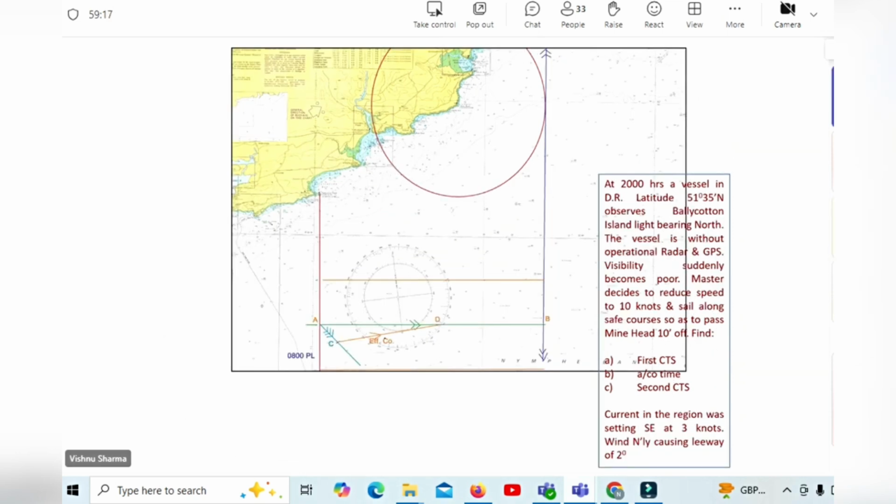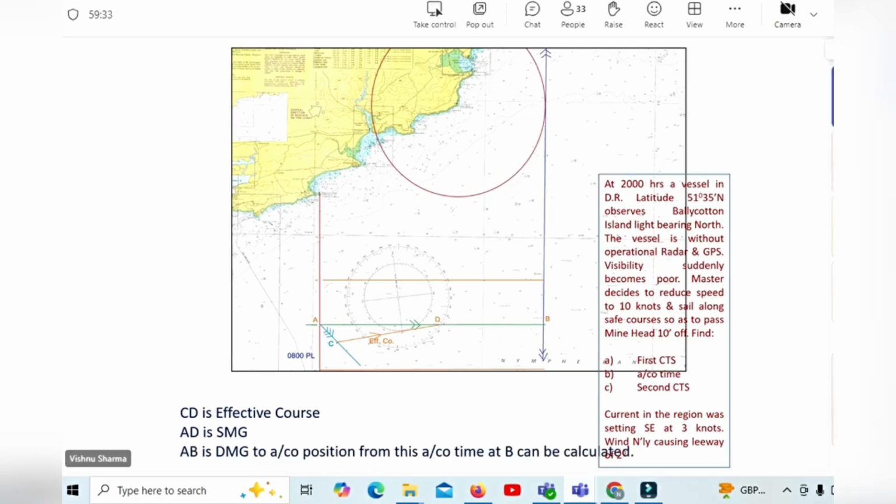I counteract current on it and I get the effective course. And on the effective course, I will counteract wind and I'll get the first CTS. CD is the effective course. AD is the speed made good. AB is the distance made good to the alteration position. From this, we can calculate the time required for the alteration. That will be equal to AB upon AD.